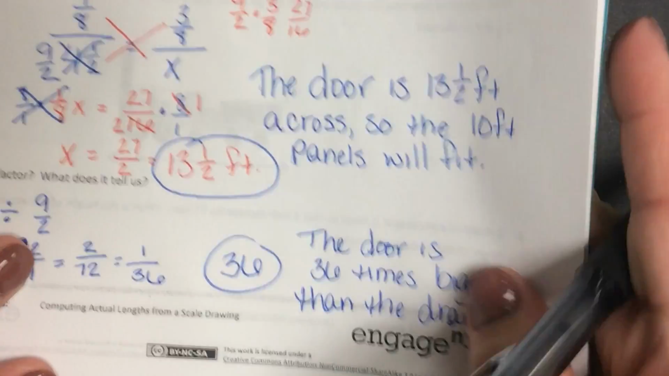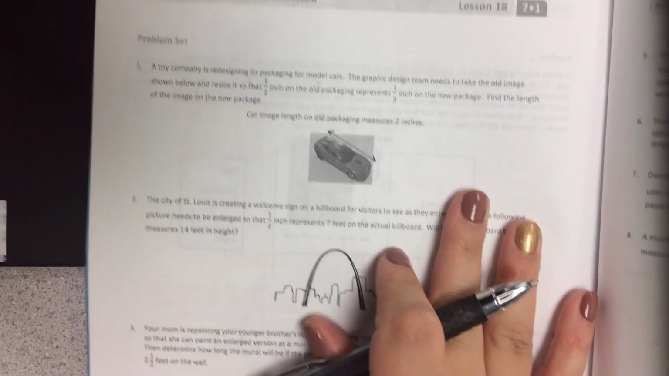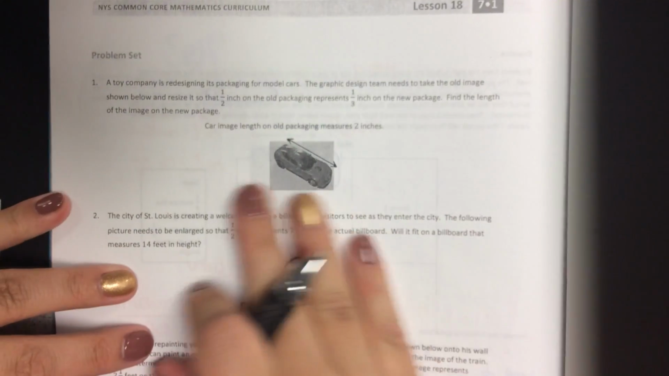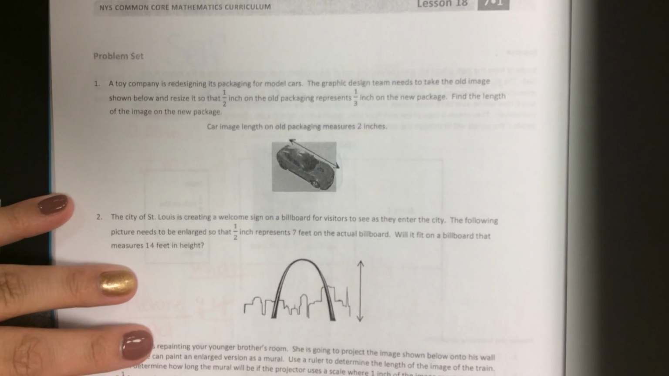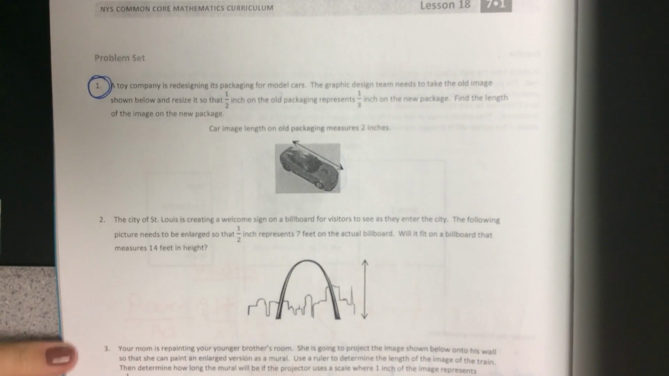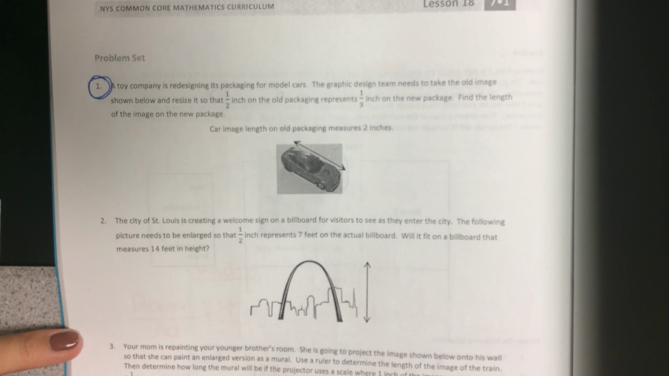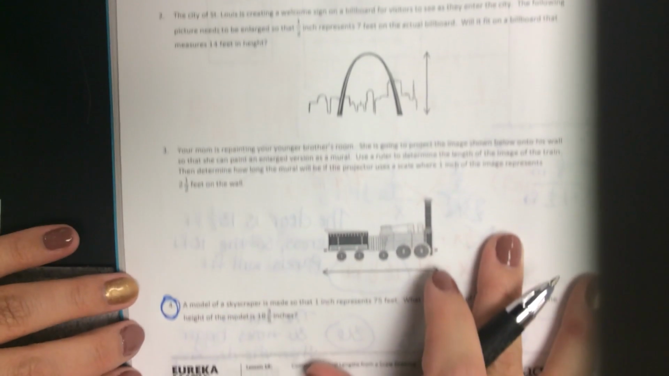Good? Good. Okay. So now let's go to your problem set. Here's our problem set. On the next page, it's page 82 and 83 in your Engage New York book. So the rest of your class time now is to be spent doing this problem set. You're going to do number 1. You are going to do number 4. Number 4 is the skyscraper problem.